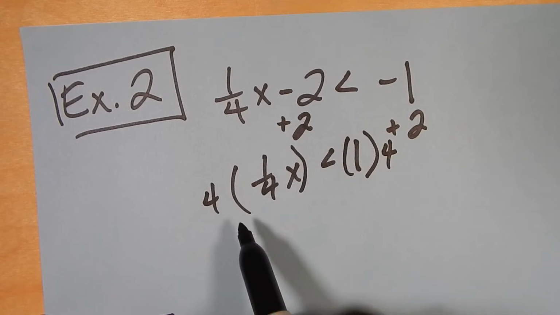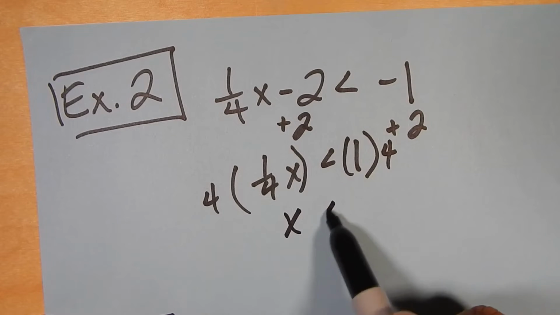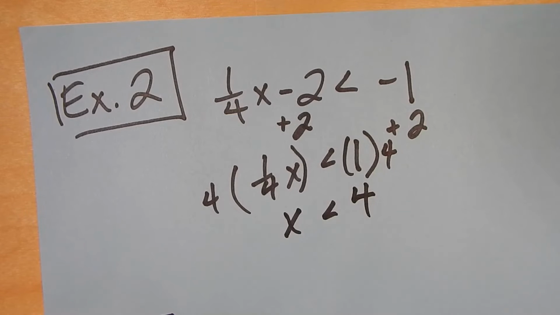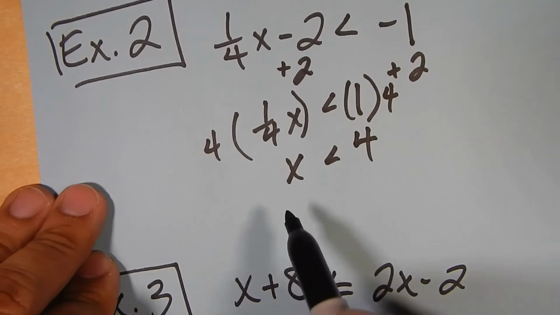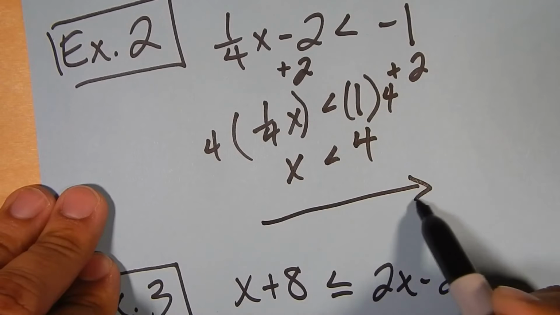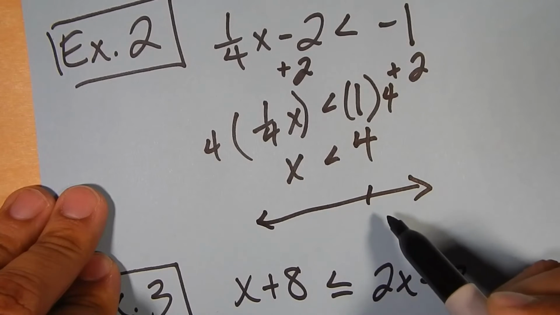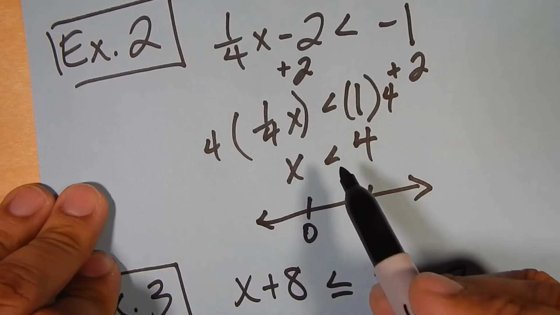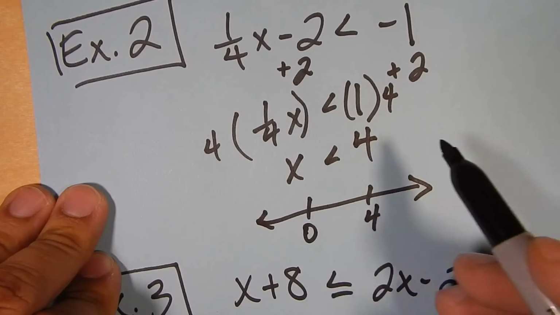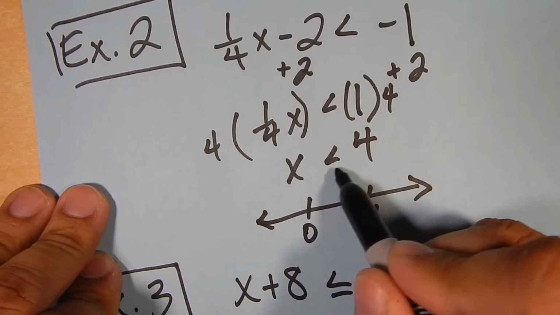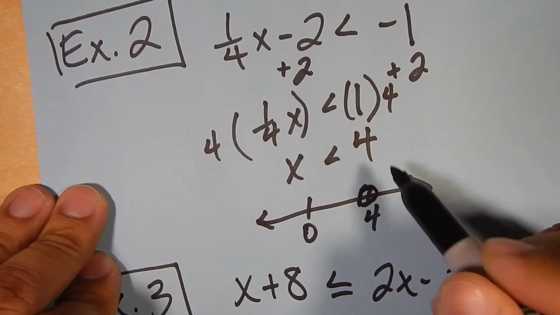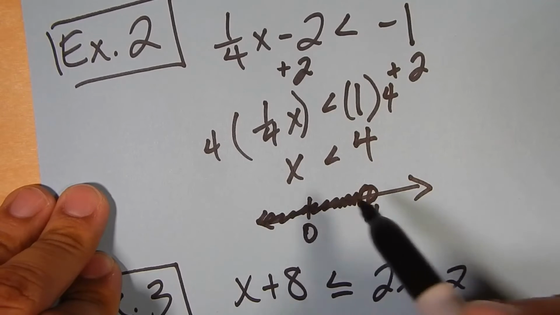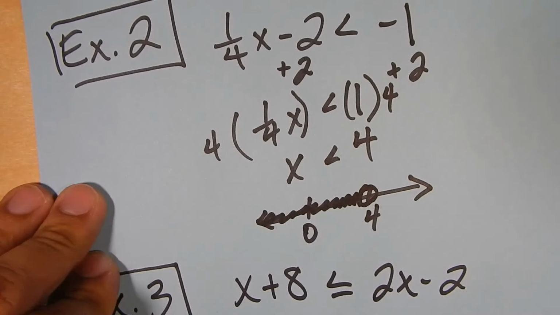And that gives us x is less than 4. 4 times 1 is 4. So when we go to graph this, again, we need to have some ingredients here. We've got our line. We've got 0. We've got 4. Now we're looking at less than. It doesn't have the line, so we're going to leave this point open, and we're going to go to this side. So these are all the numbers that are less than.